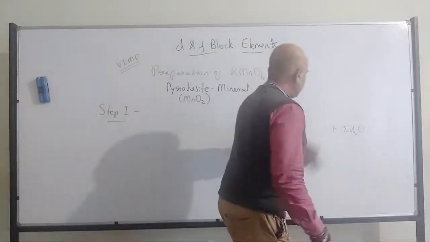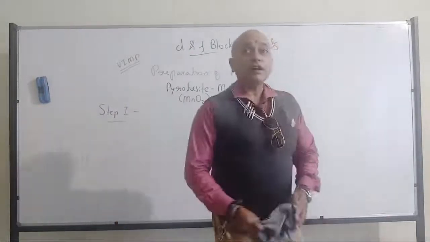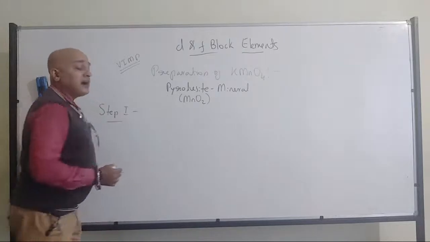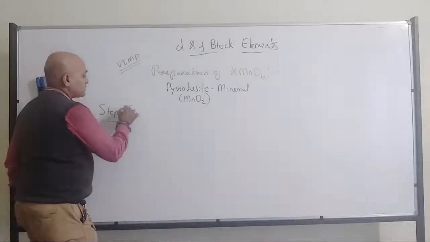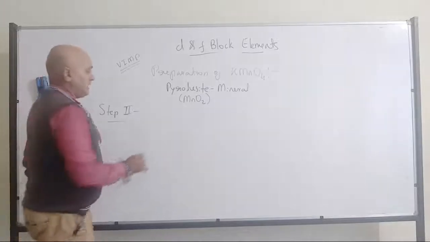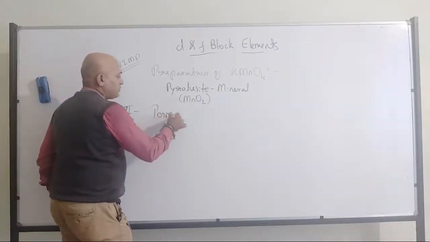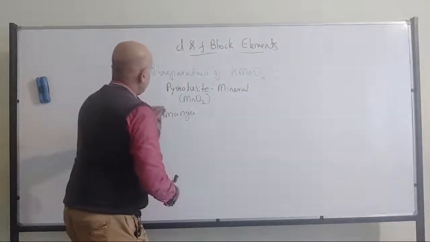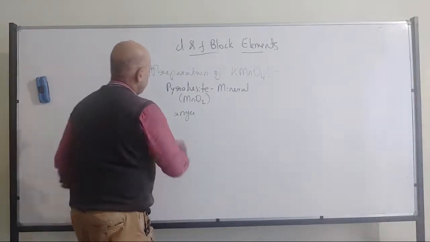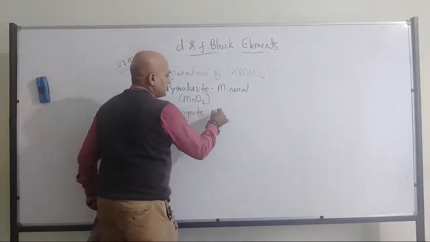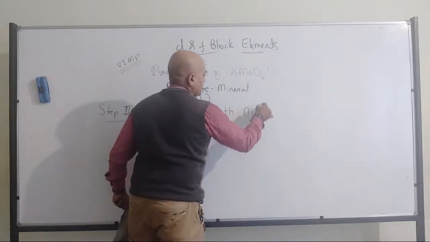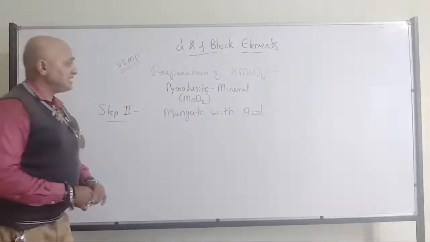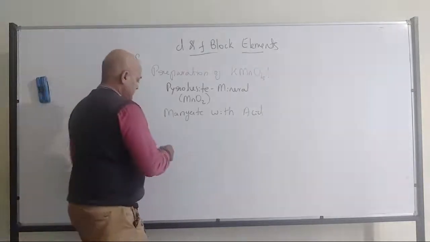Okay. So the next one is the conversion of manganate to permanganate. Step 2 is conversion of manganate to permanganate. That is treating the manganate with acid, or acidic condition. Exposing the manganate to acidic condition.